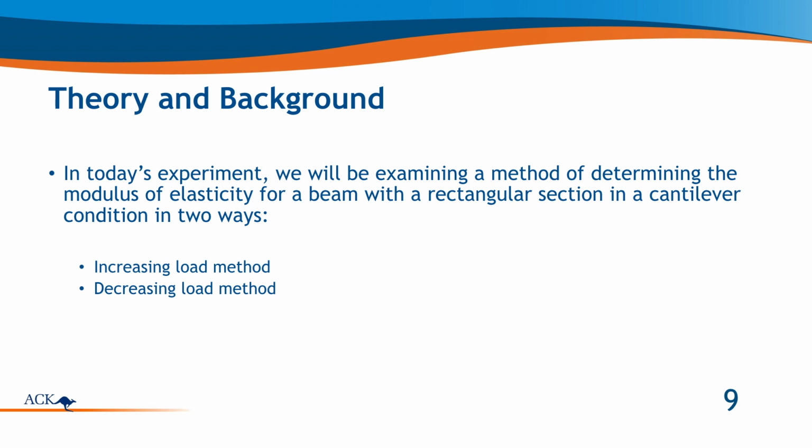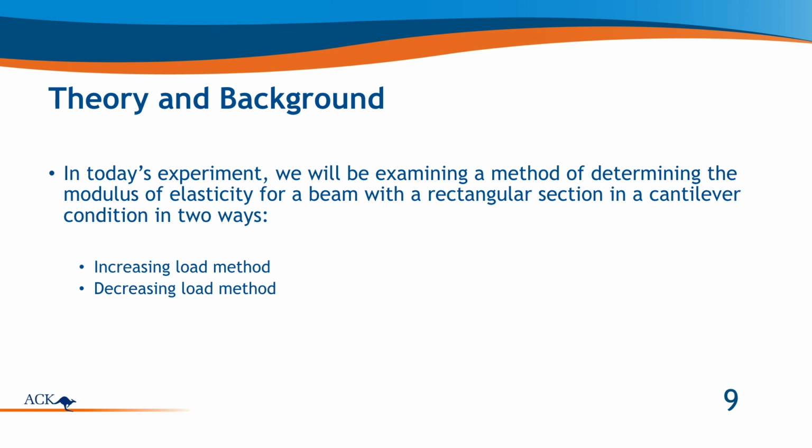For today's experiment, we're going to determine the modulus of elasticity for a beam in a cantilever position in two different ways: the increasing load method and the decreasing load method. The increasing load method is when we apply an initial load and then increment it until we get to the load that we want to apply. Then we're going to measure the decreasing load method, where we start off with the maximum amount of load and then eventually reduce it. As you can imagine, when we increase the load, the deflection is going to increase. When we decrease the load, the deflection is going to decrease. We're going to see if there's any difference between the two methods.